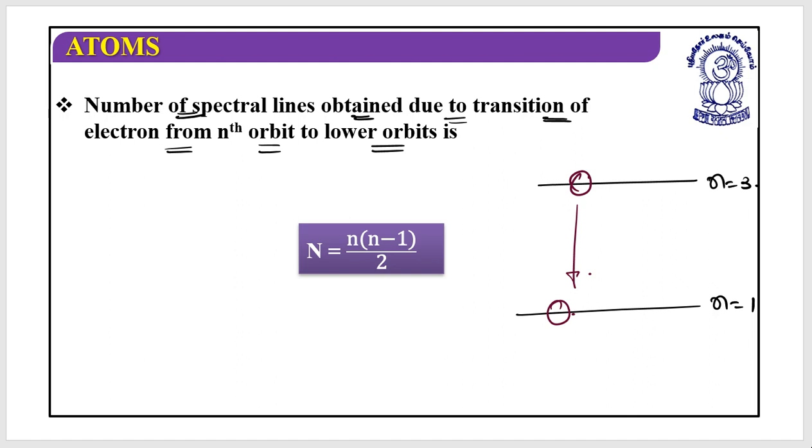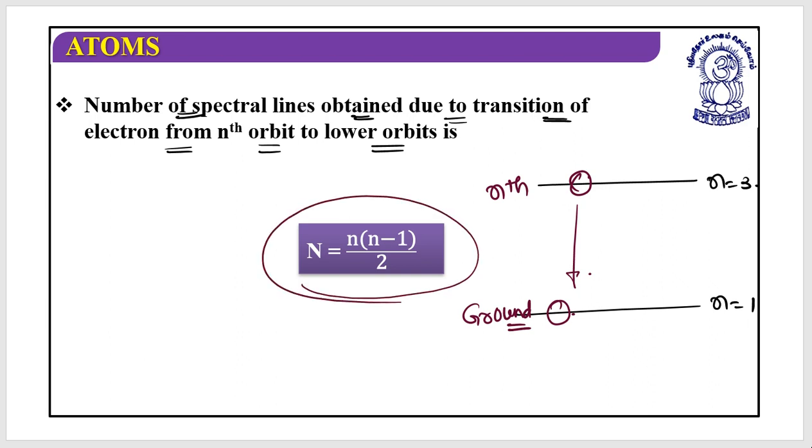it is going to emit a certain number of spectral lines. So this is what I have obtained. Let's say this is from the nth orbit to the ground state. So the number of spectral lines emitted would be equal to n(n minus 1) divided by 2. Please keep this in mind. This relation can help me get the number of emitted spectral lines when an electron jumps from the nth state to the ground state. Is it clear up till now?